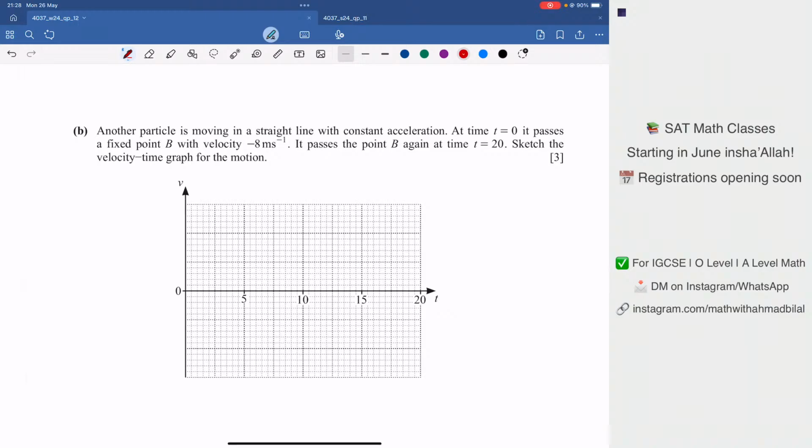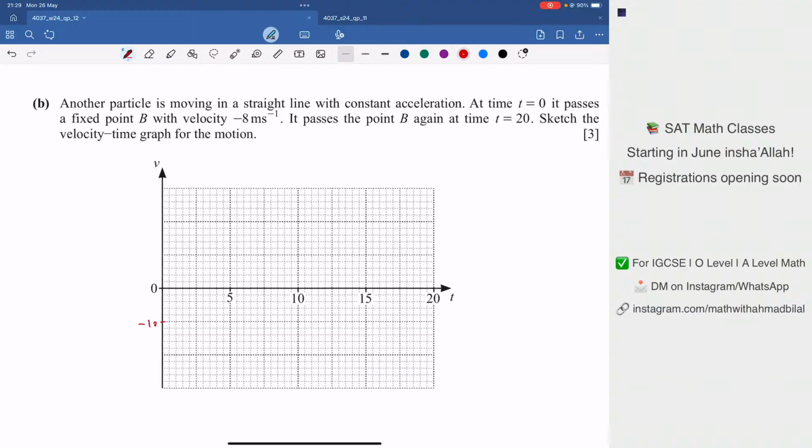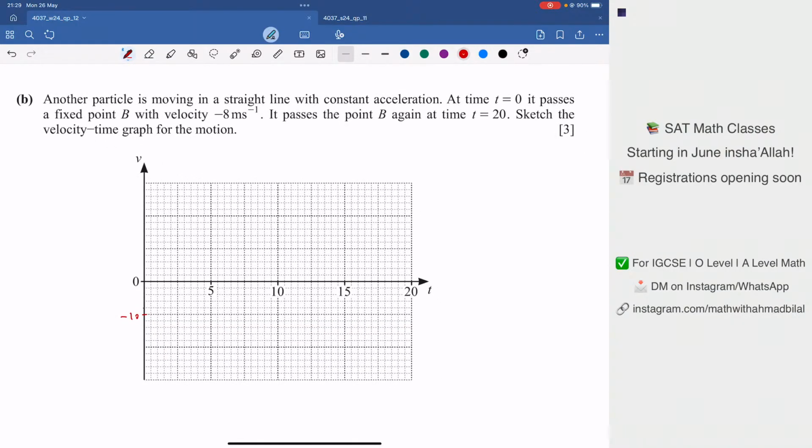Okay, now how do we do this? So we know the starting point. It starts at minus 8 meters per second. Now they've not given us a scale for the y-axis here, so we have to choose that ourselves. Right now we don't know what scale we should take. So just to understand the situation better, I'm drawing it like this. Let's suppose this is minus 10, then this would be minus 8. So the journey starts from minus 8. At time 0, the velocity is minus 8, so this is where the graph should start.